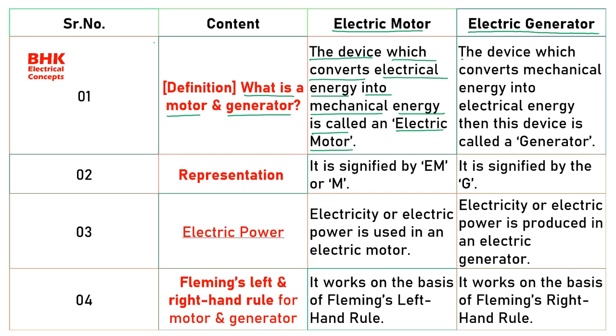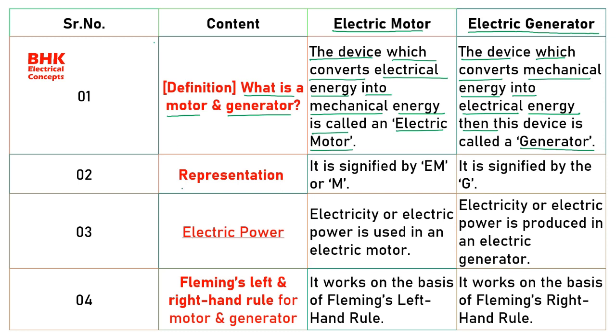And coming to the generator, the device which converts mechanical energy into electrical energy is called a generator. It means from the rotation we get electrical energy. We are applying some mechanical energy but we are getting electrical energy. The device which produces electrical energy is called a generator. The device which produces mechanical energy is called a motor. So that is the definition of a motor and the generator.